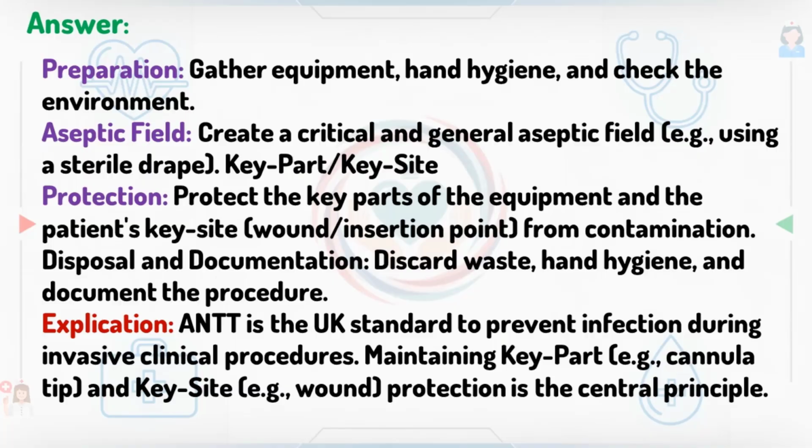Preparation: gather equipment, hand hygiene, and check the environment. Aseptic field: create a critical and general aseptic field, for example, using a sterile drape. Key part, key site protection: protect the key parts of the equipment and the patient's key site, wound or insertion point from contamination. Disposal and documentation: discard waste, hand hygiene, and document the procedure.